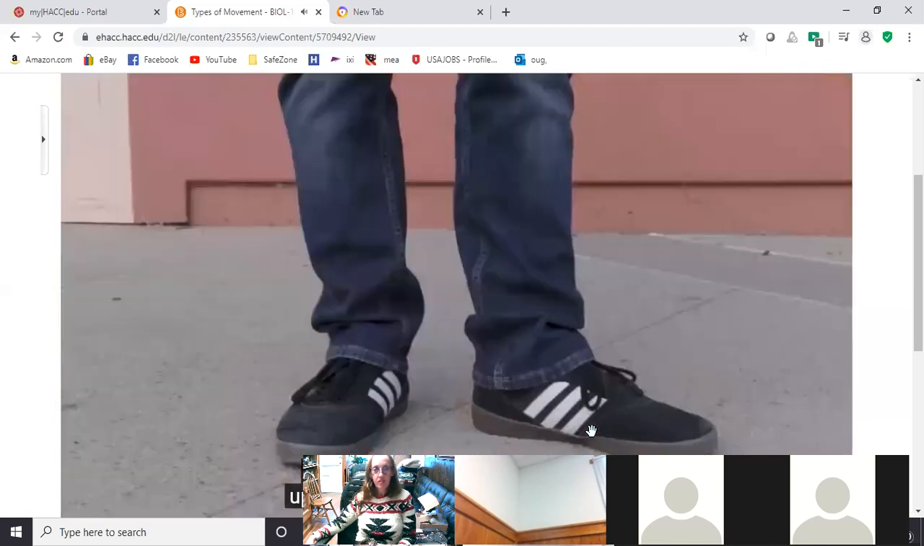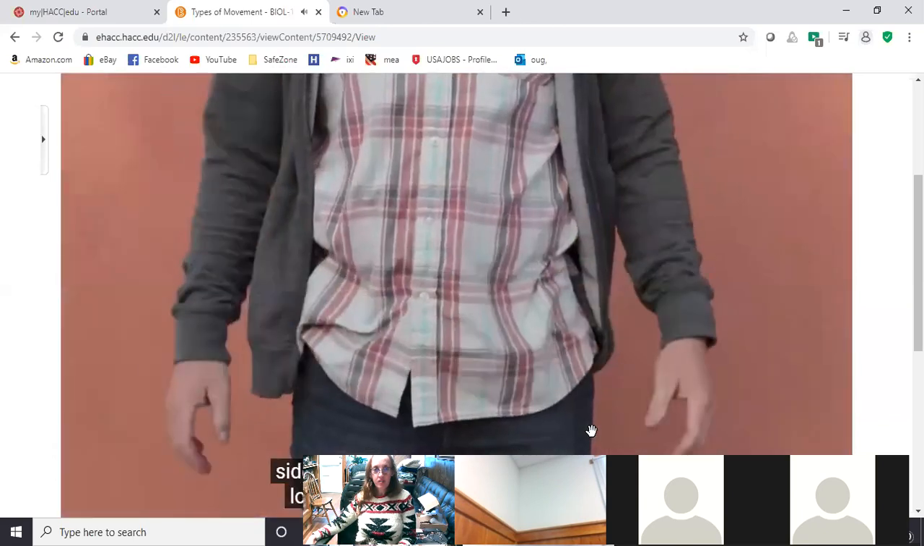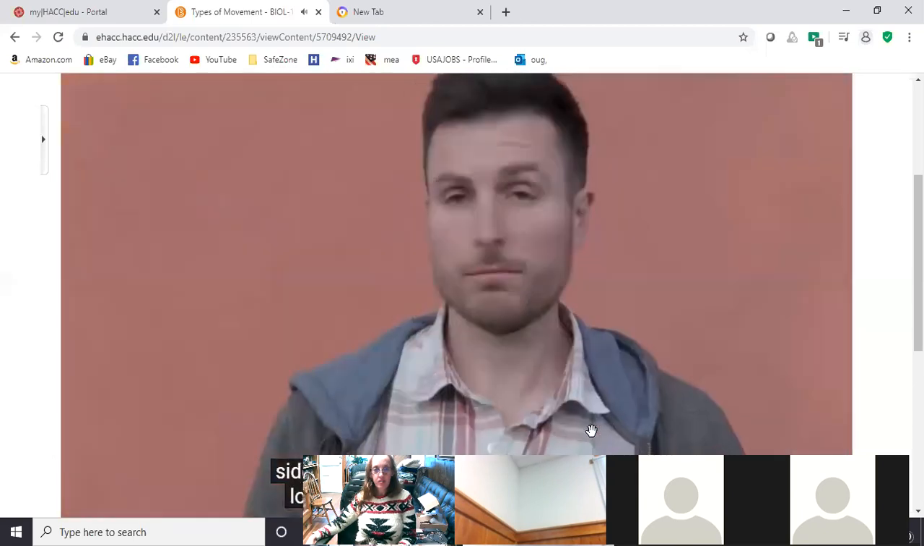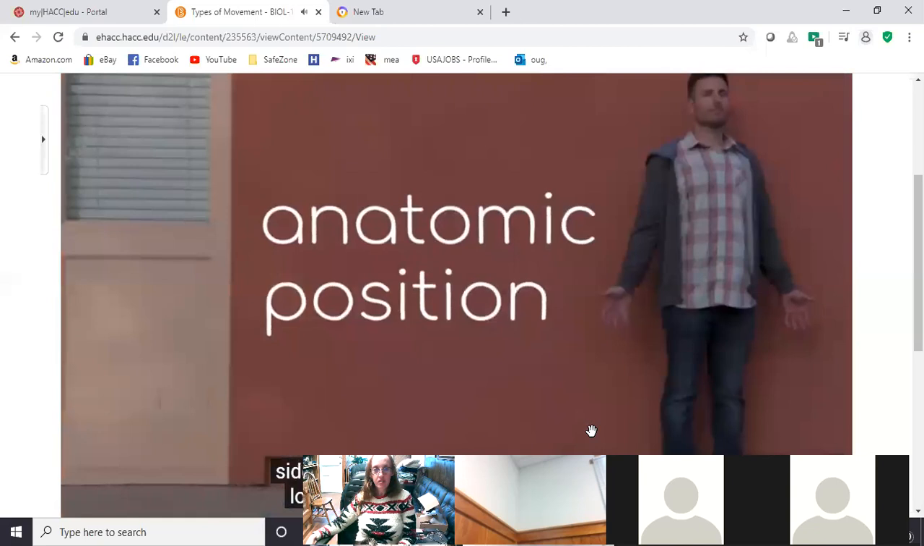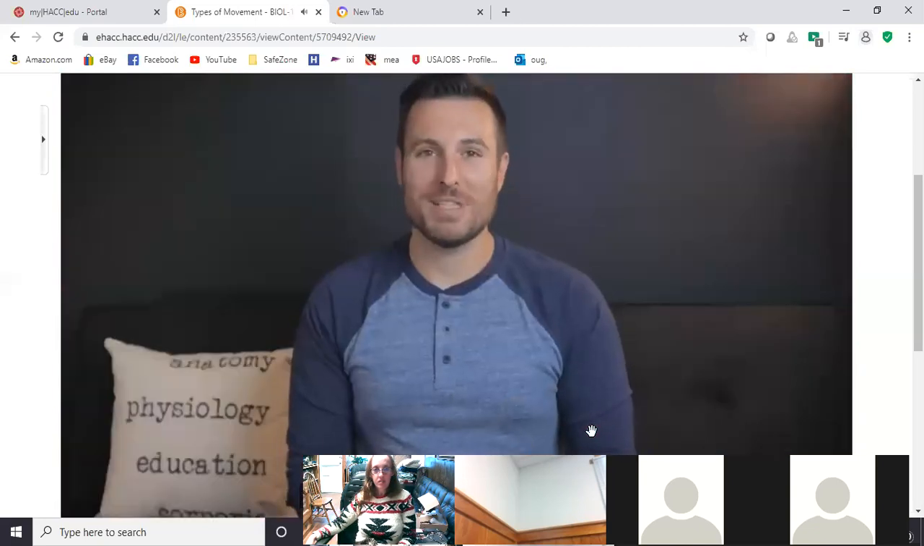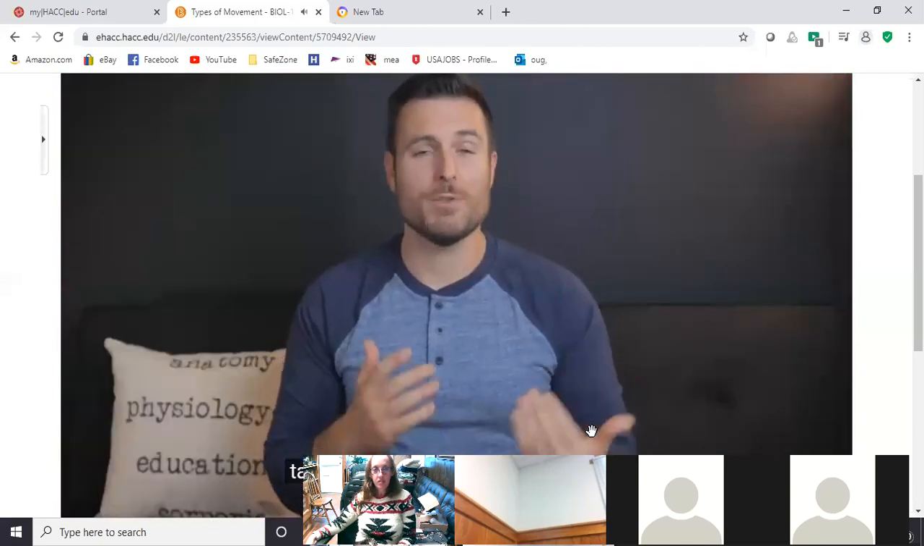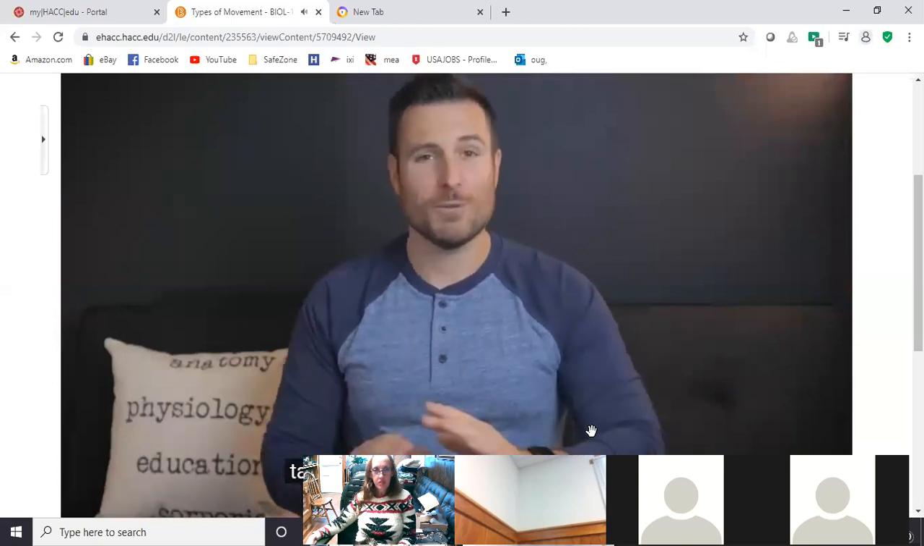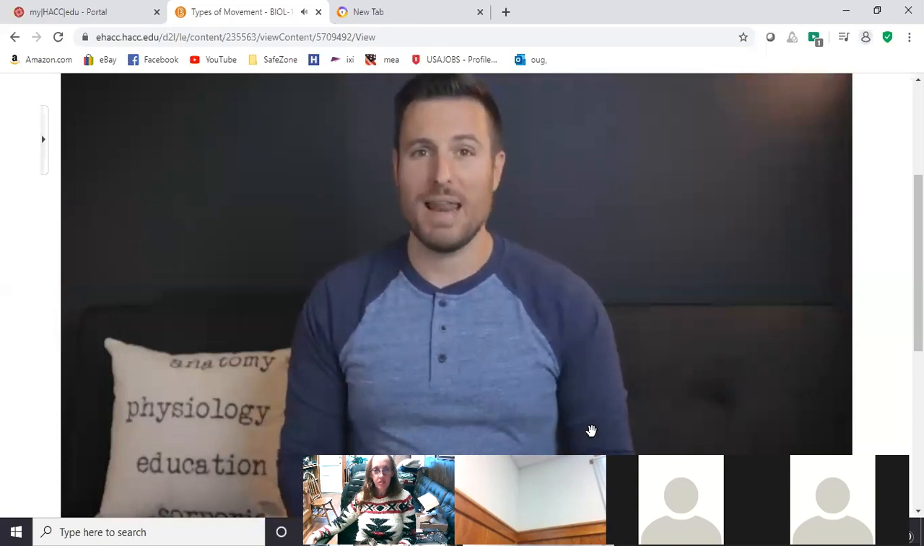That's standing upright with feet forward, arms by your side with palms forward, and head neutral looking forward. I've said it before and I'll say it again. Always refer to the anatomic position whenever you're talking about direction or motion. This is forever and always your starting point in anatomy.